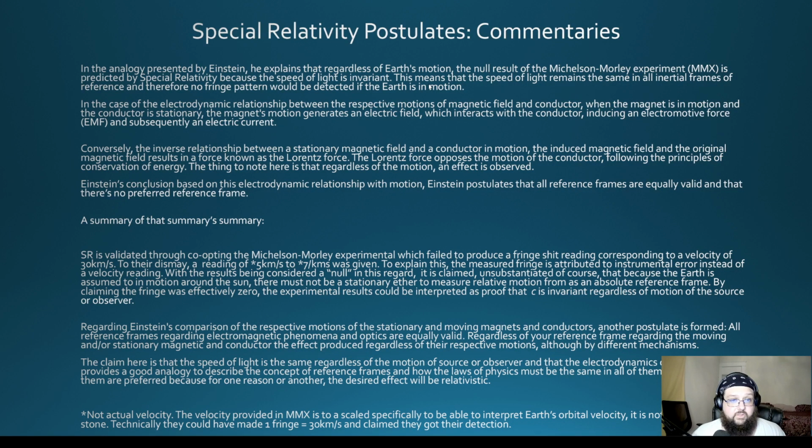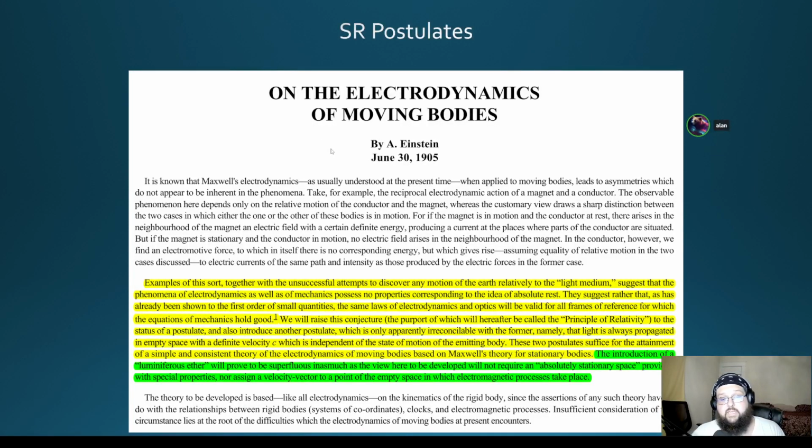So here's a brief summary on what we just read. In the analogy presented by Einstein, by the way, he derived these postulates right from the motions of a moving magnet over a conductor and vice versa. And in that observation, where one generates an electric field and one generates a Lorentz force, a repulsion force, he concluded that based on that, all reference frames are invariant. So it doesn't matter where your reference frame is, there's going to be a reaction. And that's kind of the basis for how he came to this conclusion, right? And then he's basing the speed of light off of the misinterpretation of the Michelson-Morley experiment.